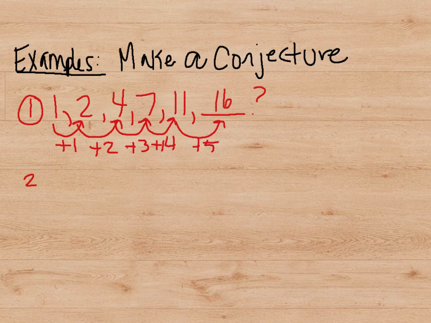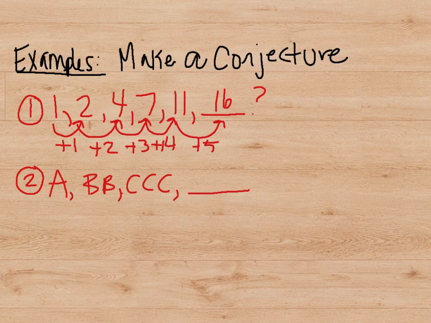Okay, we could do the same thing without numbers. You could have a different pattern. You may have A, B, B, C, C, C. So what do you think the next pattern is going to be? Hopefully you're thinking, okay, the next letter in the alphabet is D. There was 1 here, 2 here, 3 here, so there's hopefully going to be 4 D's in this row.